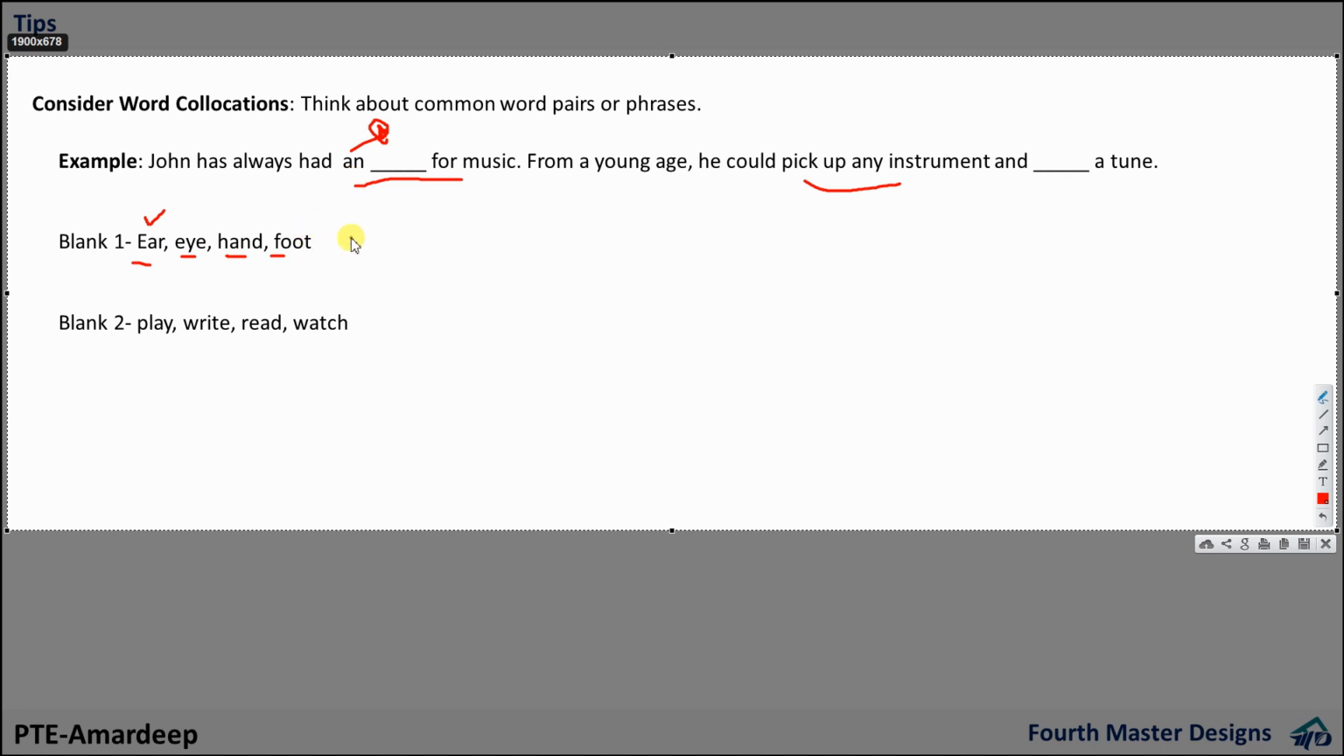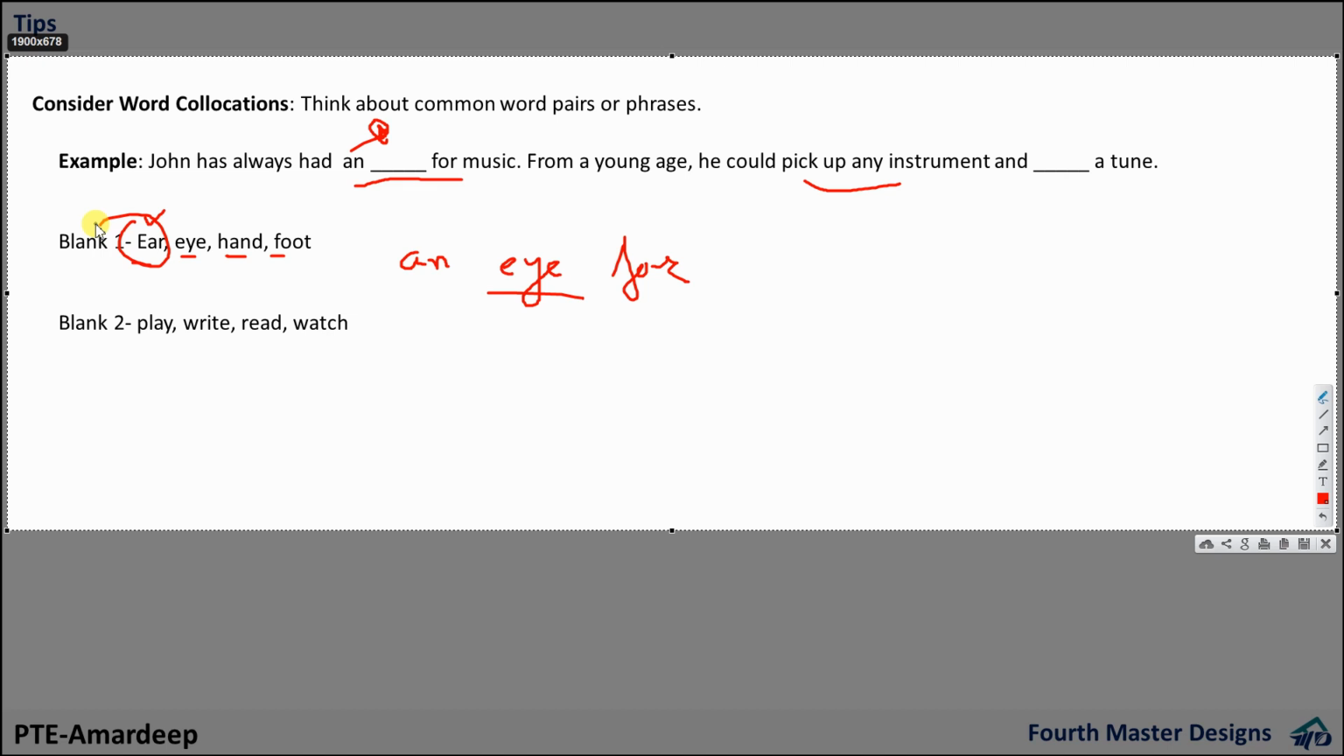Now, if you go with the second one, an eye for music, if you keep the eye here, it is also up to some extent correct, but not in this context. An eye for is a phrase, and it is usually used in contexts like, we sometimes say an eye for detail, an eye for design. It is used in those contexts. For music, I'll go for ear only. Okay, so hand for music and foot, I can easily eliminate hand and foot.